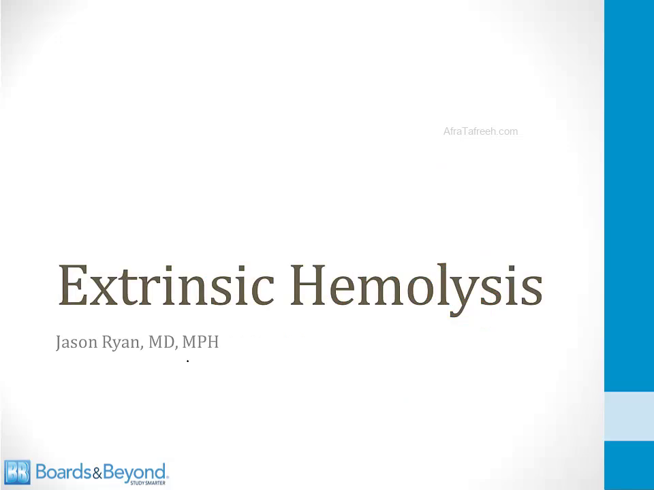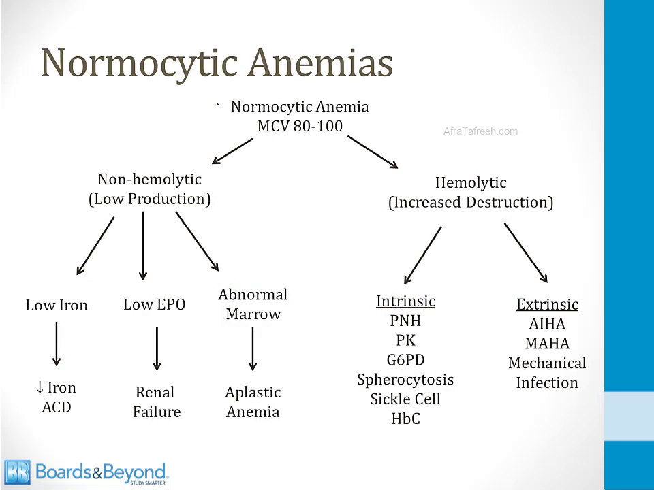Hello everybody and welcome to our module on extrinsic hemolysis. In the module on basics of hemolysis, I talked about how you could divide normocytic anemias up into two groups. Normocytic anemias are anemias where the MCV is usually between 80 to 100, within the normal range. And you can divide the normocytic anemias up into those that are caused by underproduction by the bone marrow and those that are caused by hemolysis or increased destruction.